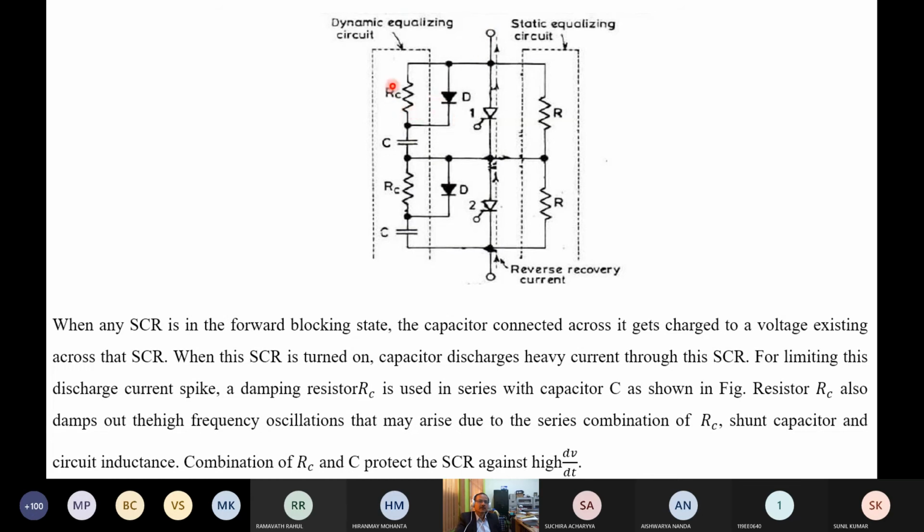So now what is the role of RC? We know that the voltage across the capacitance cannot change instantaneously. So it takes some finite time, slow charging. The dV by dt is slow. So that will protect the thyristor against high dV by dt. The capacitor will charge slowly here also. So dV by dt is under the rated limit across the thyristors.